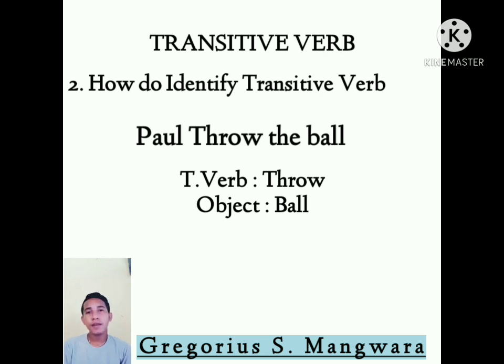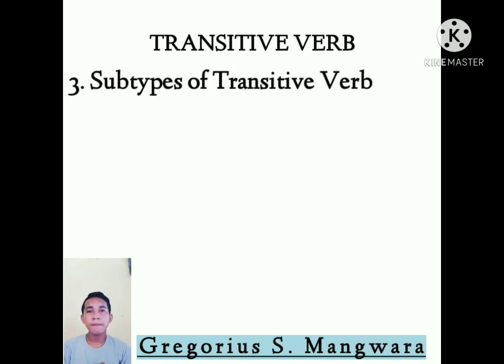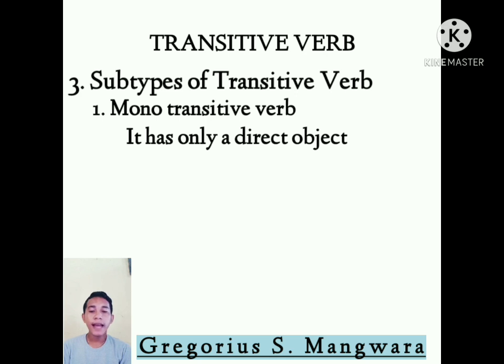Now let's move to the third point, which is about the subtypes of transitive verbs. Among the transitive verbs, there are 3 subtypes. The first one is monotransitive, the second one is ditransitive, and the third one is complex transitive verb. Now let's see the first one. A monotransitive verb has only a direct object. Now look at this example: "See both a book."